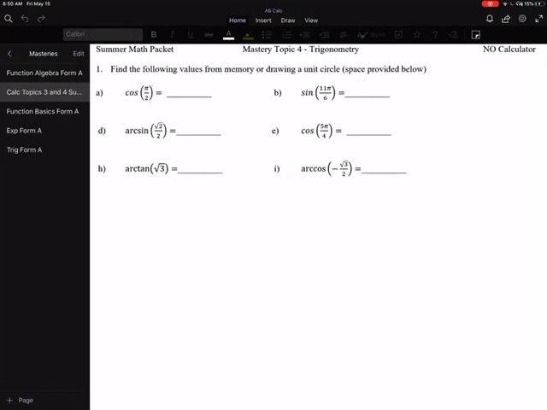Hello, today we're going to talk about mastery topic number 4, trigonometry. Starting with number 1, find the following values from memory or draw a unit circle. So the idea is if you know your unit circle, you should have an easy time with all of these values.